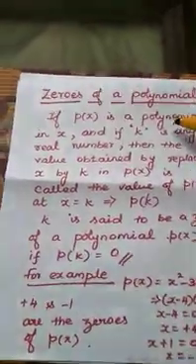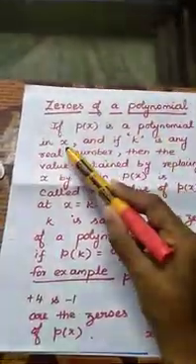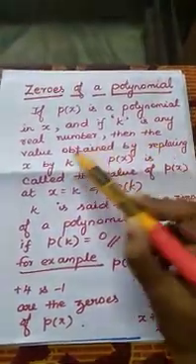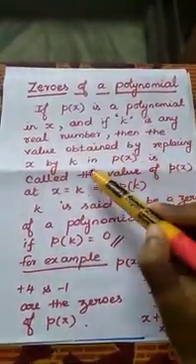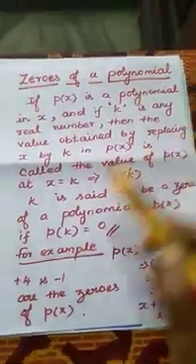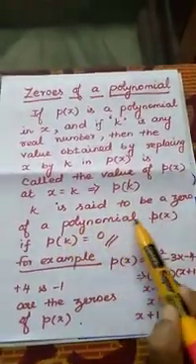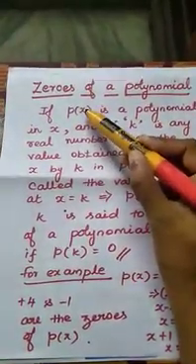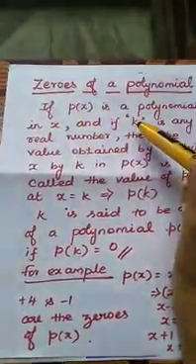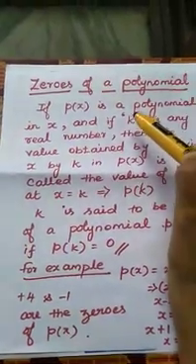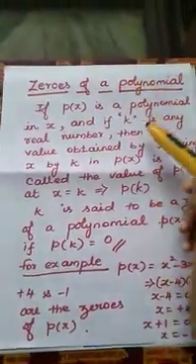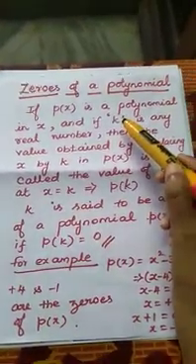For a brief explanation of zeros of a polynomial, p of x is a polynomial in x, k is any real number. Then the value obtained by replacing x by k in p of x is called the value of p of x at k. K is said to be a zero of a polynomial p of x if p of k equal to 0. Actually, p of x is a polynomial equation in x. K is any one real number. We apply the k value in p of x. Suppose the p of k value is 0, that time k is actually a zero of the polynomial.